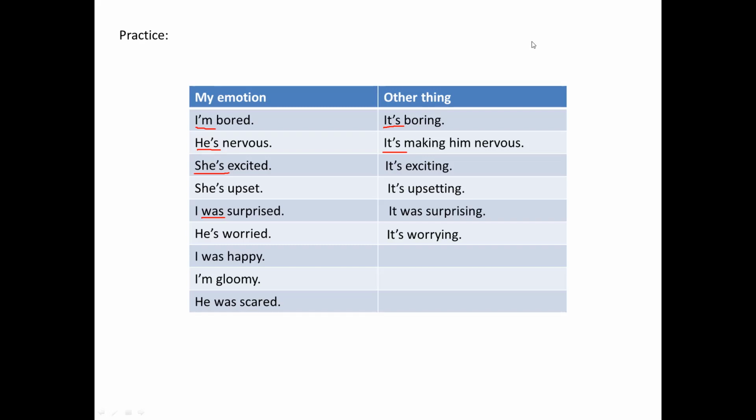Now remember, we need to change this one in a sentence. Here, it made me happy. Yeah. I'm gloomy. Gloomy means a little bit sad. It's making me gloomy. Again, we need to change it. And one more, he was scared. Again, this is an exception. It was scary.